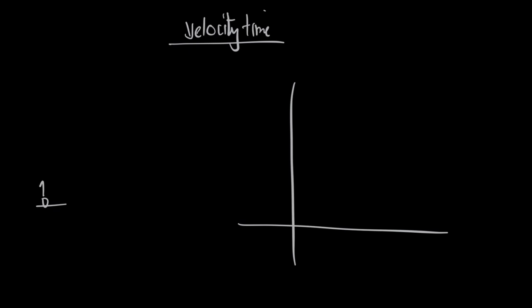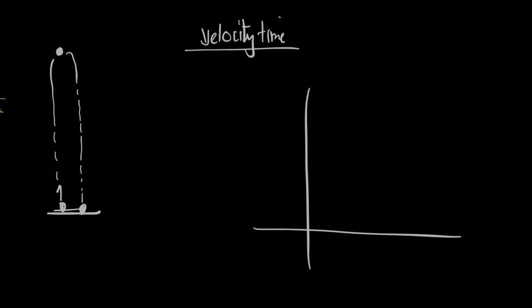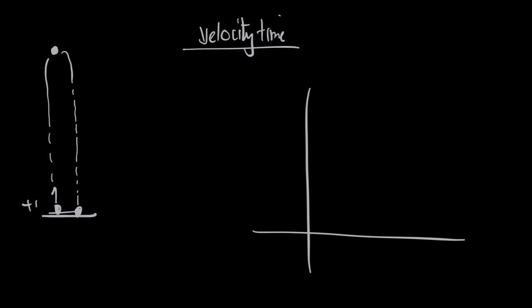So the object is projected, right? It reaches the maximum height. It then comes back to the ground. We know that the velocity is, say, plus 10, plus 9, plus 8, plus 7, plus 6, plus 5. And then when it comes down, it is 0, negative 5, sorry, negative 6, negative 7, negative 8, negative 9, and negative 10.